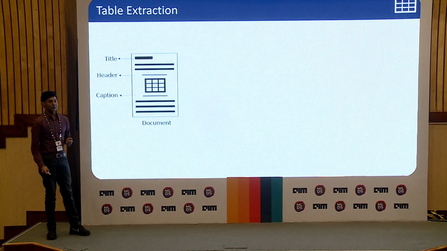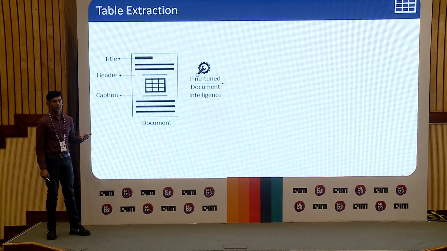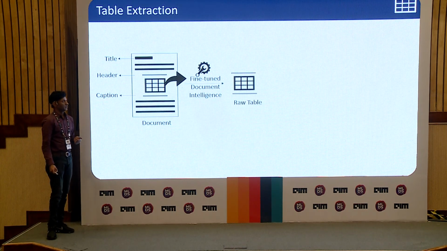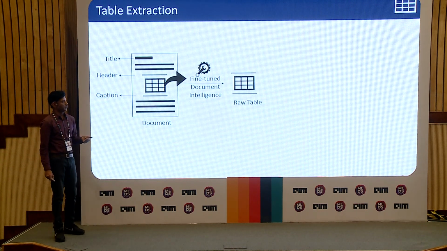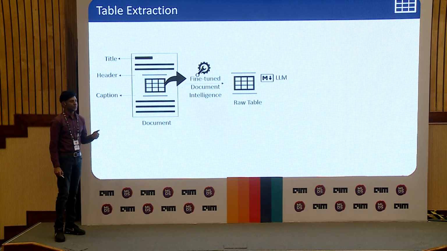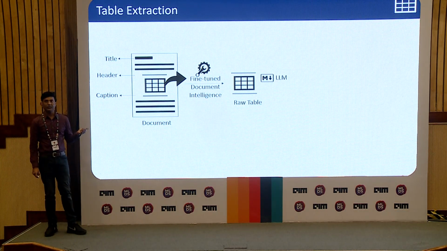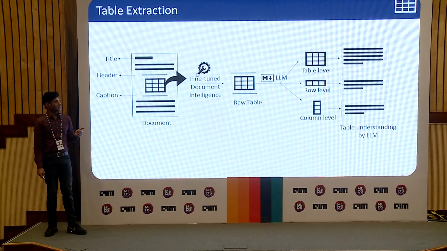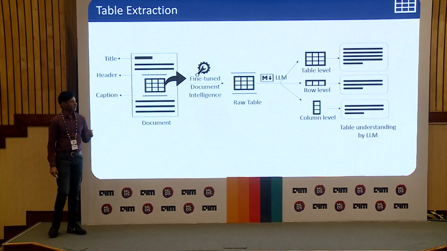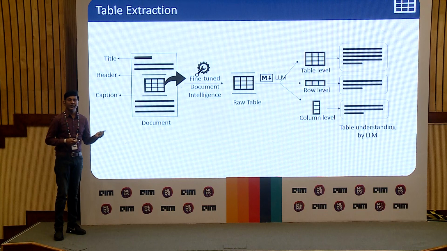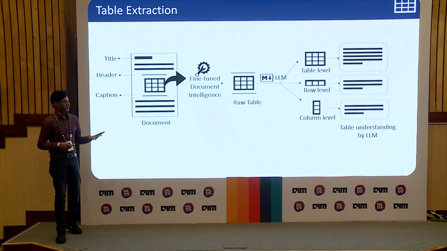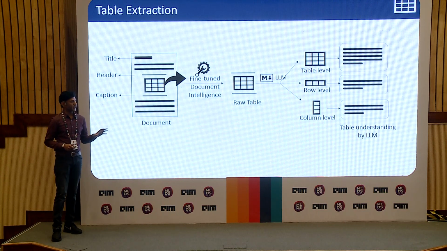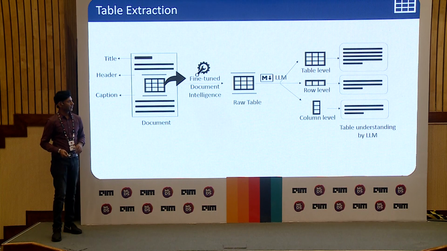Coming to tables, we fine-tuned the document intelligence model so that we can extract the tables from the document. Subsequently, after extracting the table, we convert the raw tables into markdown format and send it to an LLM to generate the summary of the table. We generated the summary at the row level, column level, and the whole table level. That way we got a rich understanding of the tables present in the documents.